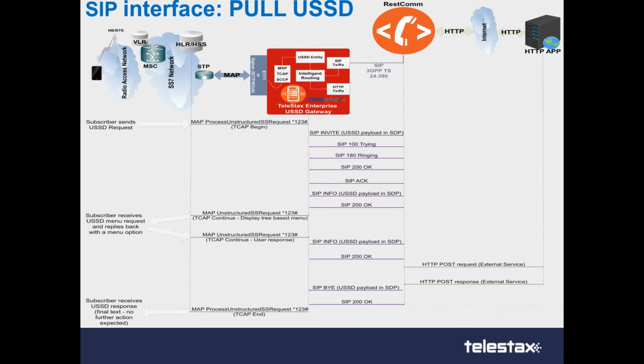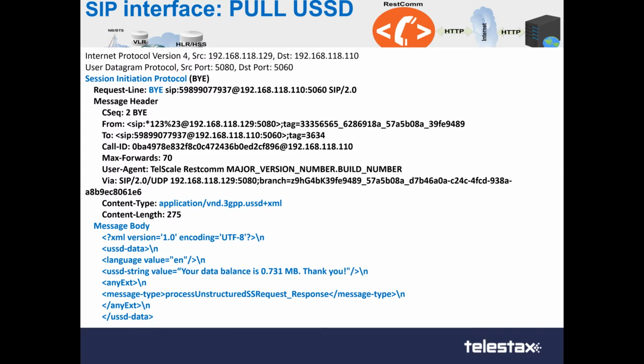In this example, it's assumed that the service closes the USSD session with this message. Therefore, a SIP BYE needs to be sent from RESCOM Connect to the USSD gateway. As can be seen in the Wireshark trace example shown on the screen at the moment, the text message to be sent to the user is "Your data balance is 0.731 megabytes. Thank you." as the value of the USSD string in the XML payload of the SIP body.